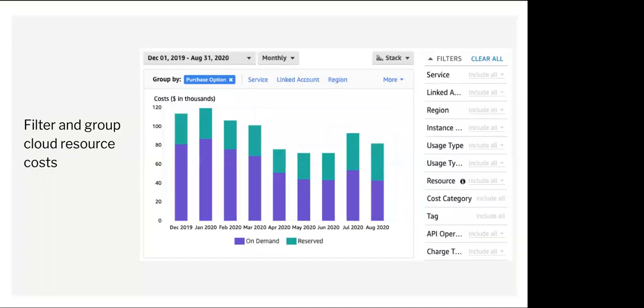This is an example of how we've drilled down to find the relevant cost information for our EC2 resources. As you can see, we have significantly reduced costs. Let's talk about another service.